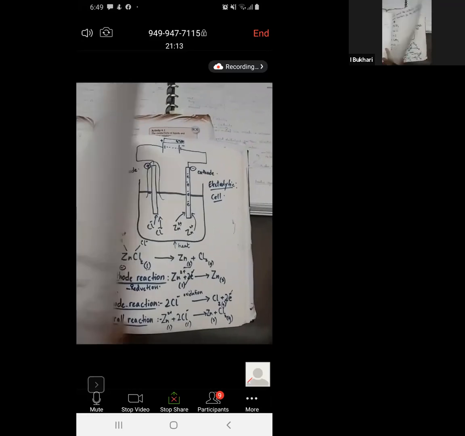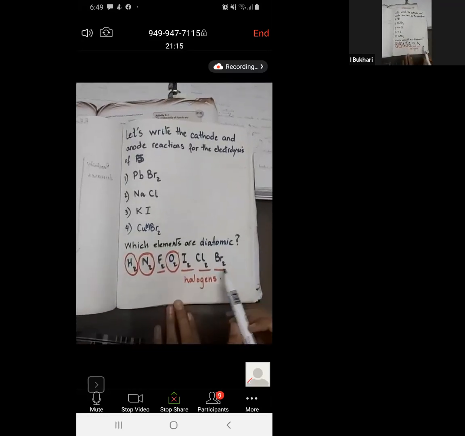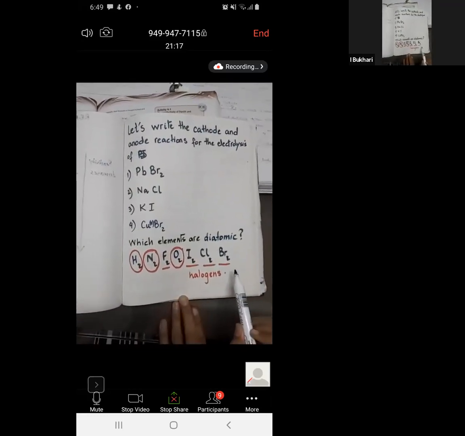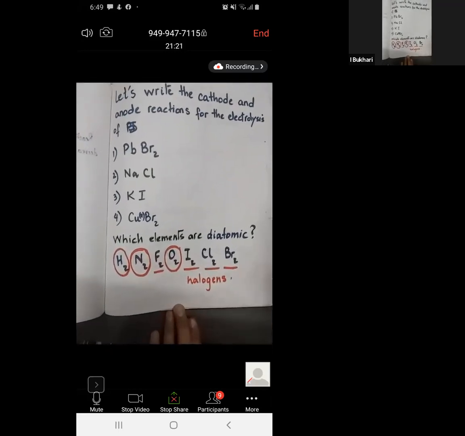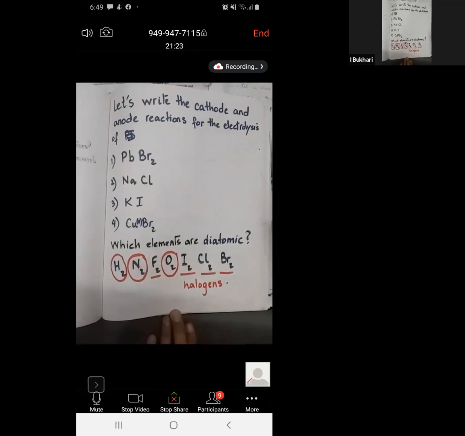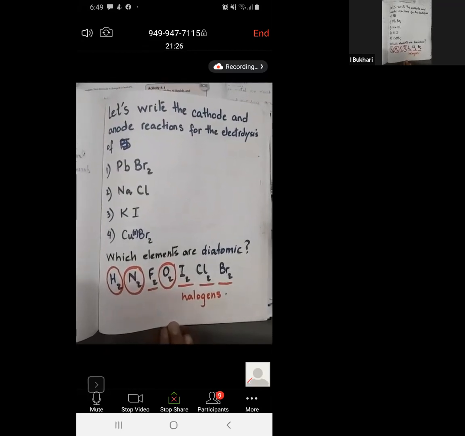Now, I have made this list of elements which are diatomic. I got this from Google. I liked it. And remember, I also recommended Tyler DeWitt's videos on YouTube.